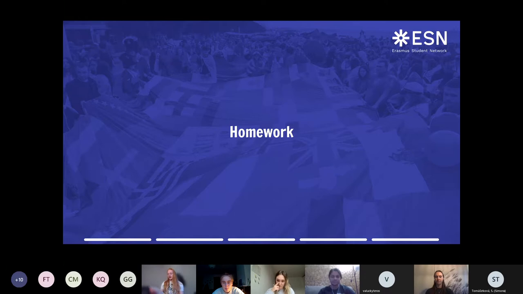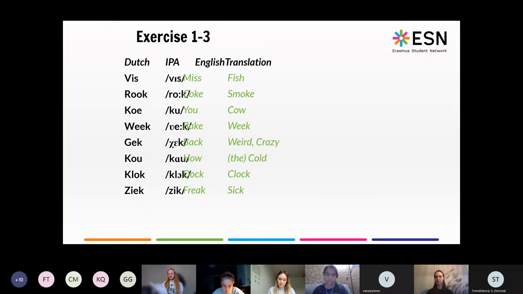The exercise here was to combine the Dutch words with English words that sound approximately alike, specifically the vowel sound. So we have in Dutch vis, rook, koe, week, gek, kou, klok, and ziek. The goal was to match those with the English words. Now that I've said these words out loud, it might be easy to mix and match them, so we will go through the answers.